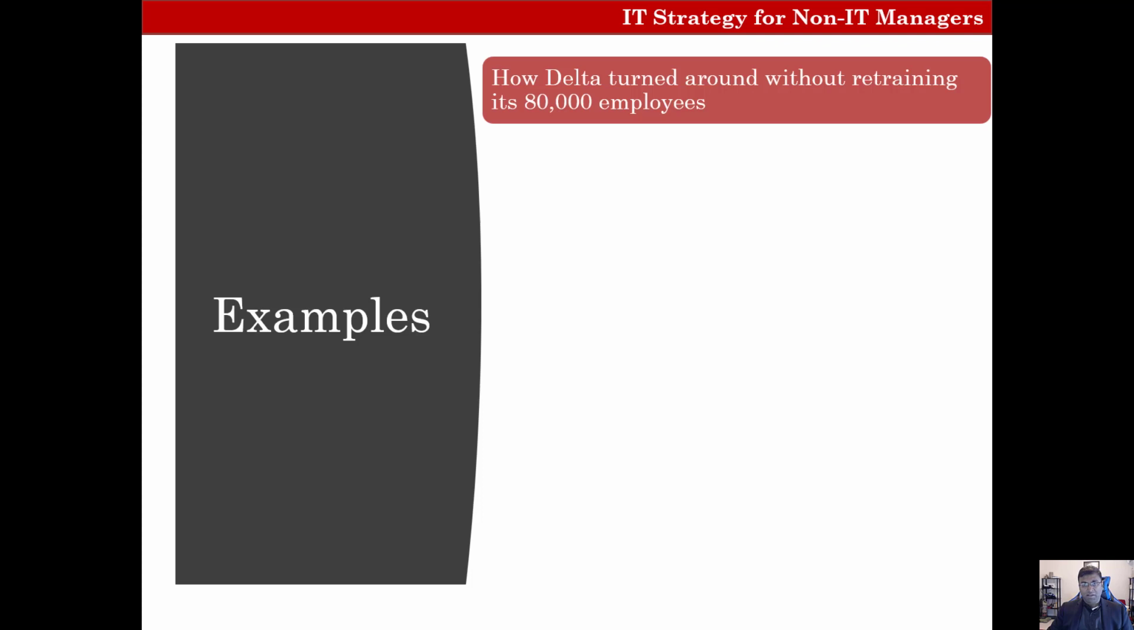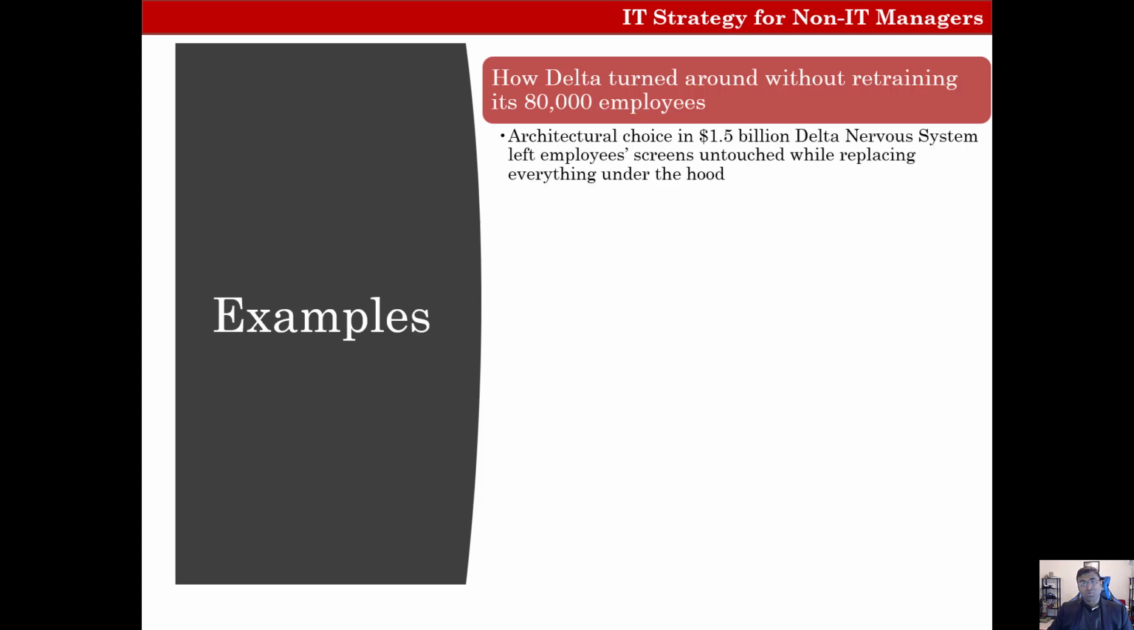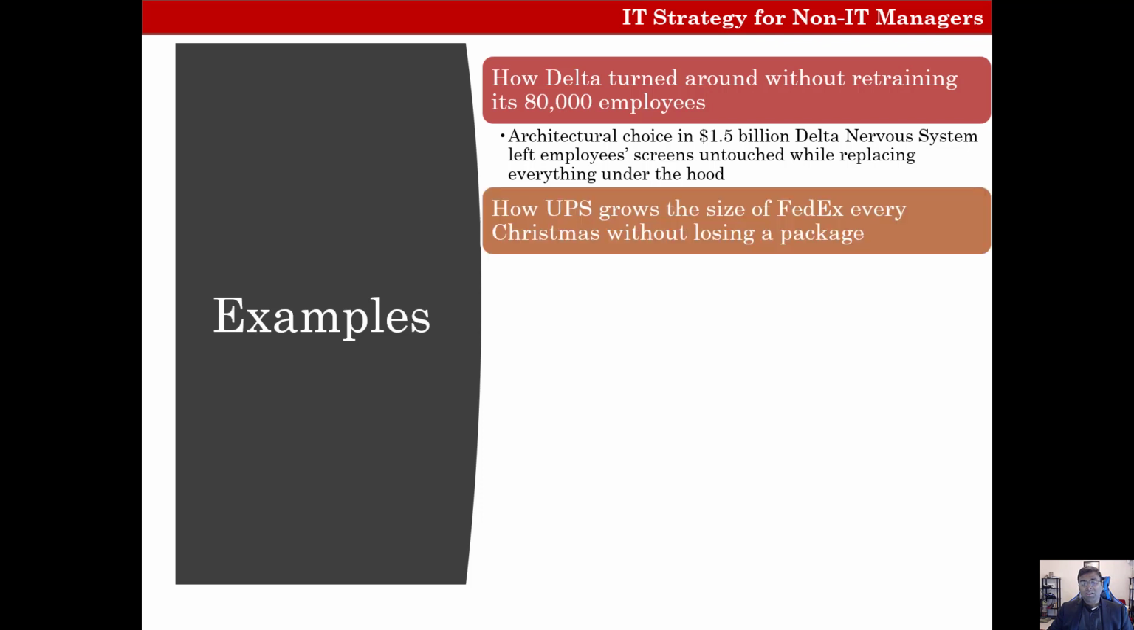Delta Airlines was able to change its infrastructure without having to retrain 80,000 of its employees. Same thing with UPS. They made a decision in the 1980s on how they're going to handle their IT architecture, and were able to use a single package database worldwide. It helps ensure no package gets lost. UPS also operates the world's largest private aircraft fleets and cellular network.